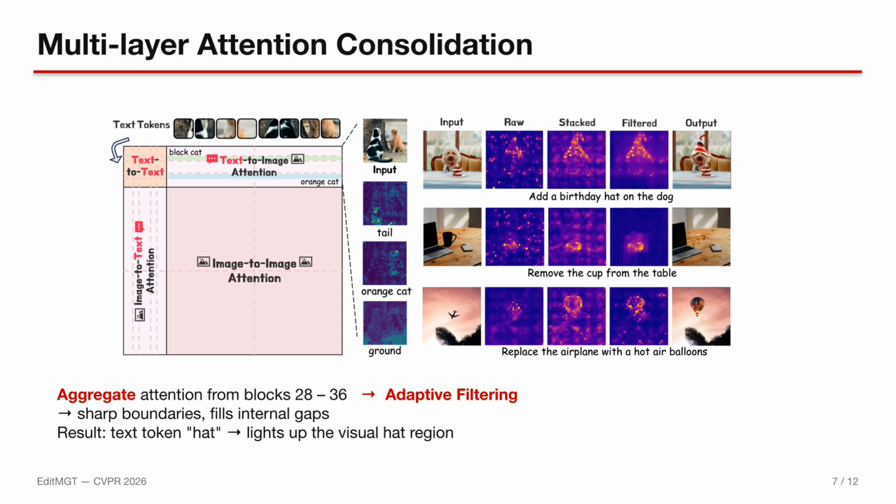The cross-attention maps of MGTs already carry localization signal, but raw maps are noisy. We aggregate attention from blocks 28 through 36 to amplify the signal, then apply adaptive filtering to sharpen boundaries and fill internal gaps. The result is a clean, semantically aligned localization map. When the prompt says hat, the map lights up the hat region.